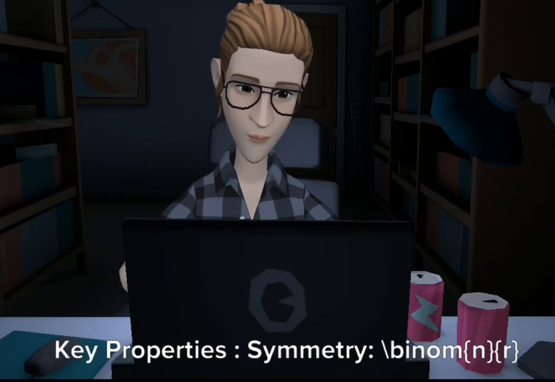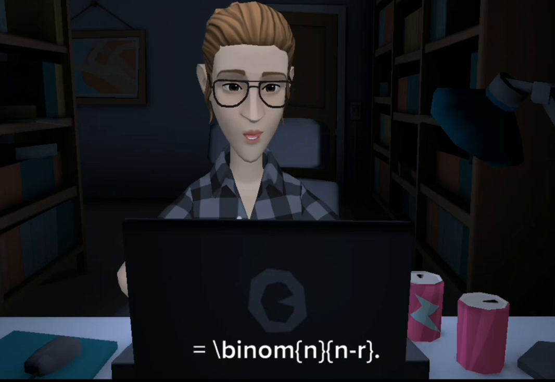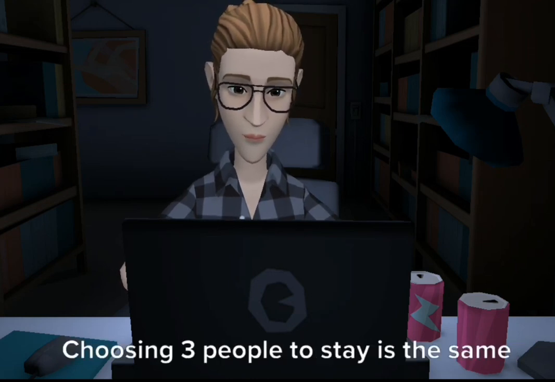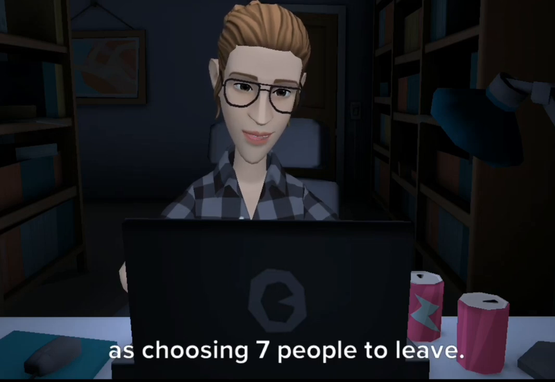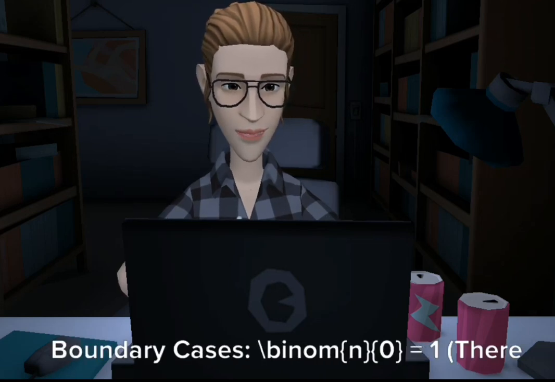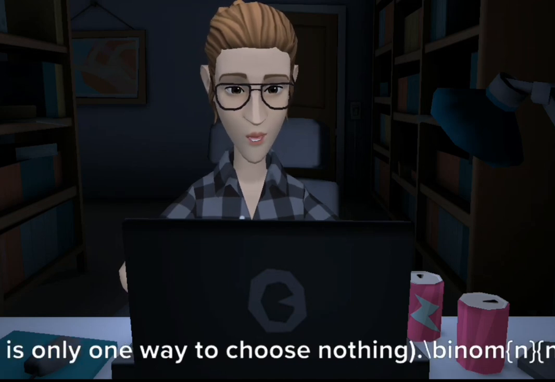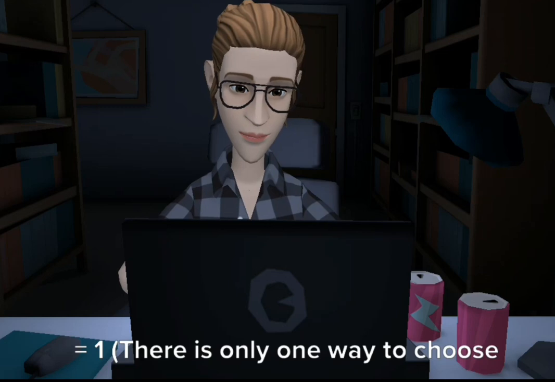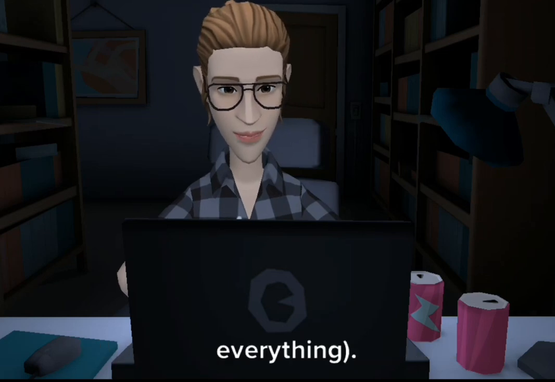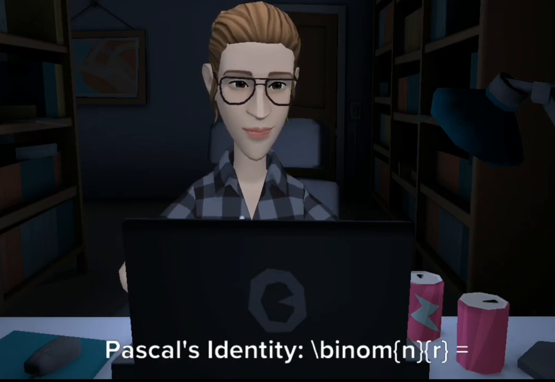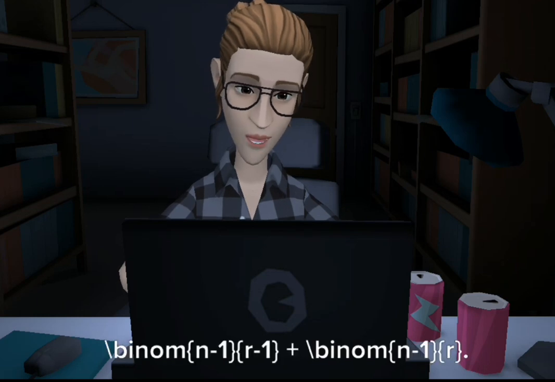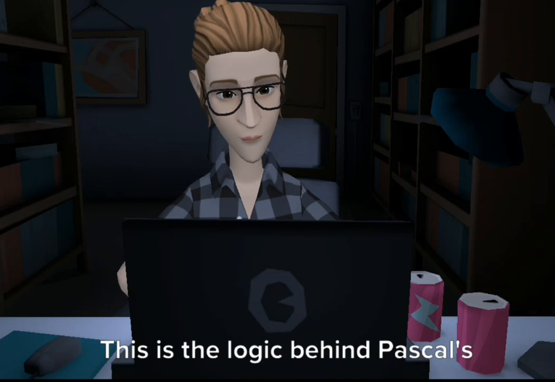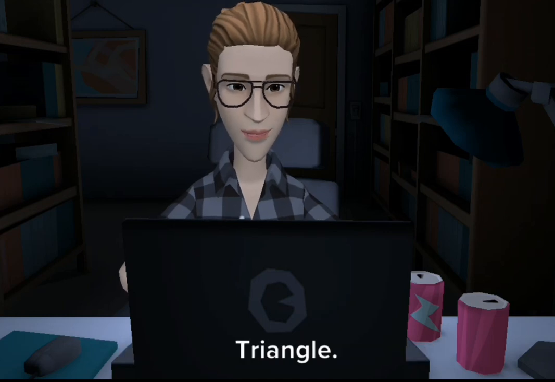Key properties: symmetry, binom{n}{r} equals binom{n}{n-r}. Choosing 3 people to stay is the same as choosing 7 people to leave. Boundary cases: binom{n}{0} equals 1, there is only one way to choose nothing. Binom{n}{n} equals 1, there is only one way to choose everything. Pascal's identity: binom{n}{r} equals binom{n-1}{r-1} plus binom{n-1}{r}. This is the logic behind Pascal's triangle.